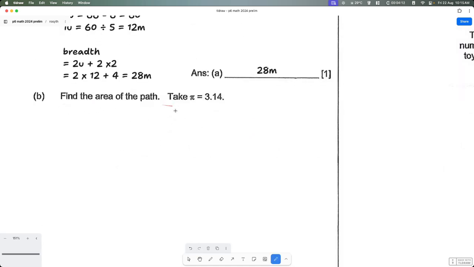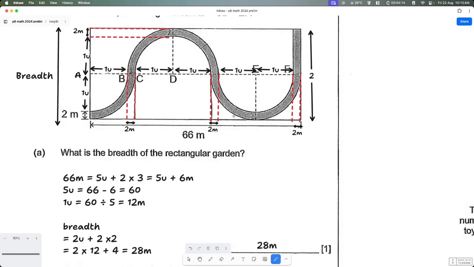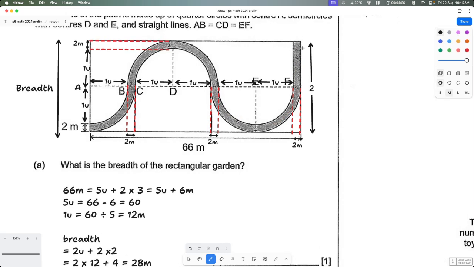Find the area of the path. Take pi as 3.14. So this is the path over here, right? The path consists of 1, 2, 3, 4, and 5 quarter circles plus a rectangle, right? 2 meters in this case over here, and then we leave the 2 here, right? And this thing over here.